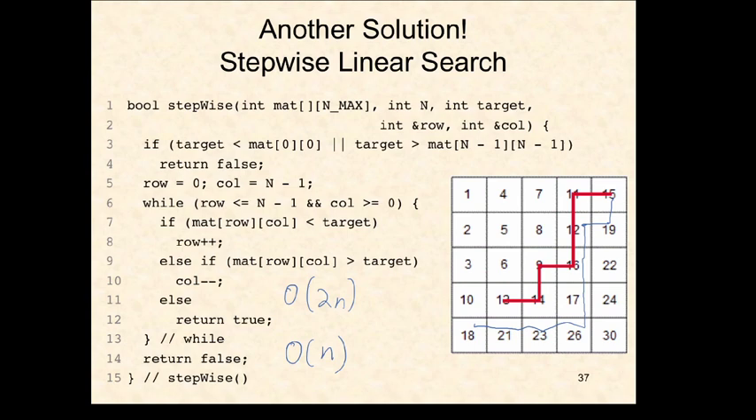I either move left or I move down, and eventually I get to the point where this while condition fails. I've run out of places to look. And if that while condition fails, I get to line 14 and I return false. So the most I can possibly do is go left, down, left, down, left, down, or left, left, left, down, down, down. But the furthest I can go is to reach the opposite corner, and that's going to be about 2n steps, which is O of n.